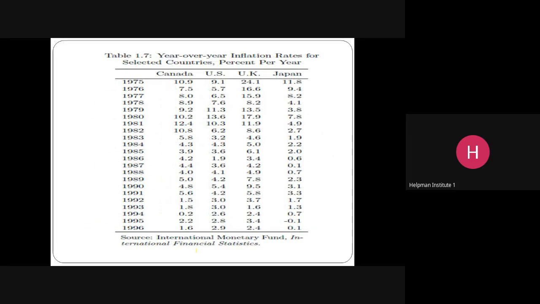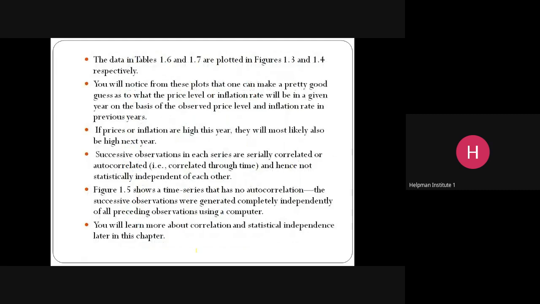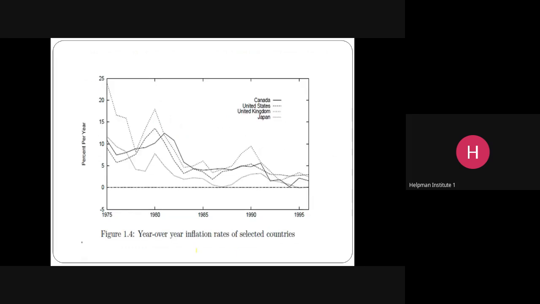Also, this is a time series data for inflation rates for the same selected countries, and it gives the inflation rate values for all the individual countries, from Canada down to Japan. Now, let's give some explanation based on the data that we have observed in 1.6 and 1.7. The data in those tables are plotted in Figures 1.3 and 1.4. Here is Figure 1.3, and here is Figure 1.4. We'll look at how we can understand what the graph is saying concerning the data that was collected.